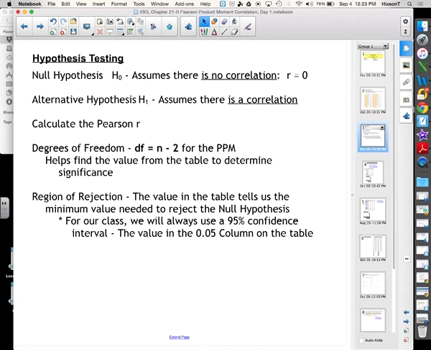And then, once you identify that, you can compare your R to the region of rejection and draw a conclusion. Yes, there is. We reject. Our R value is greater than the critical value, so we're going to reject the null hypothesis and accept the alternative hypothesis. Or no, our R value is less than the critical value, so we're going to accept that there is no correlation.